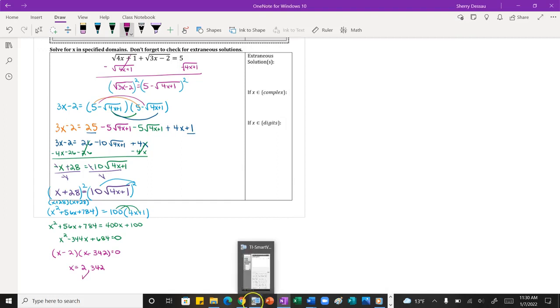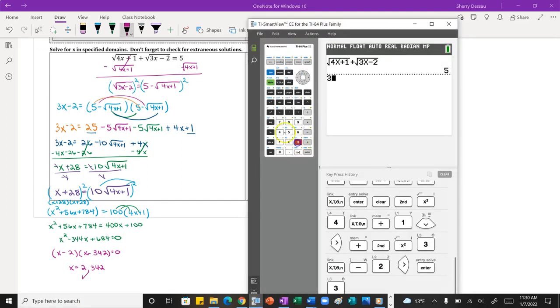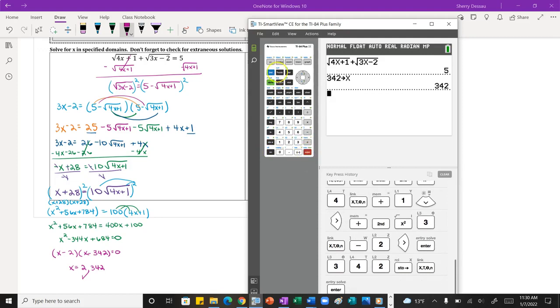Okay, so 2 works. Now I'm going to check 342. So again, I'm going to store that in there. So 342 store into x. Okay, so now it's a new number. Technically I could just arrow up here and hit enter on that one, and it should calculate my new number there. Yeah, so now that gives me 69, which means that 342 does not work.